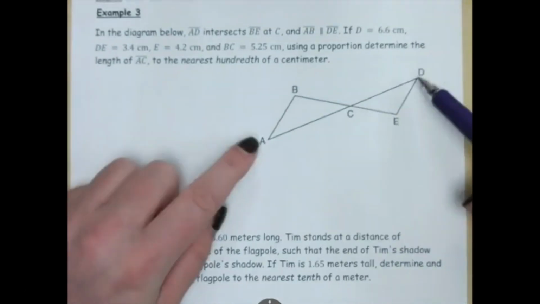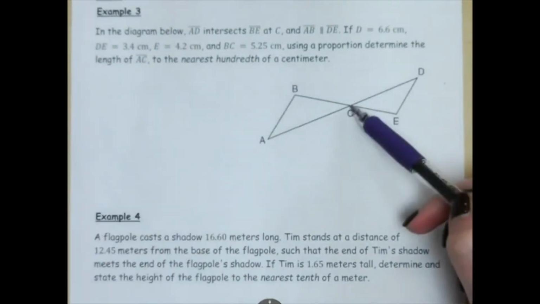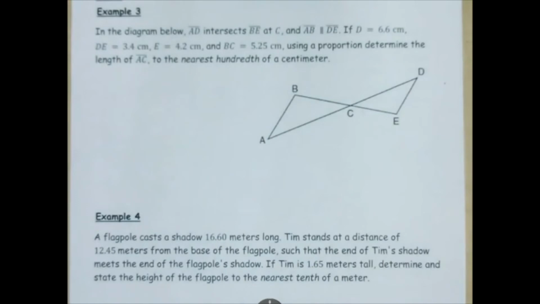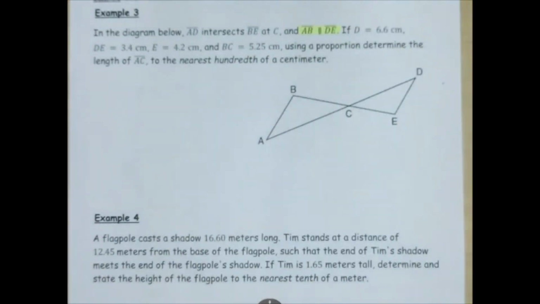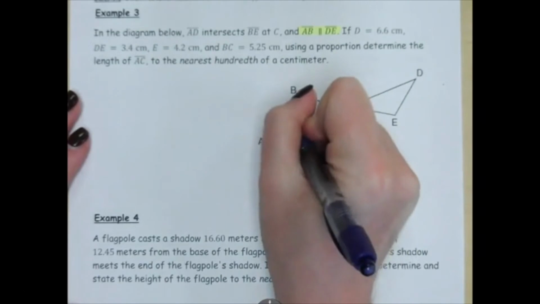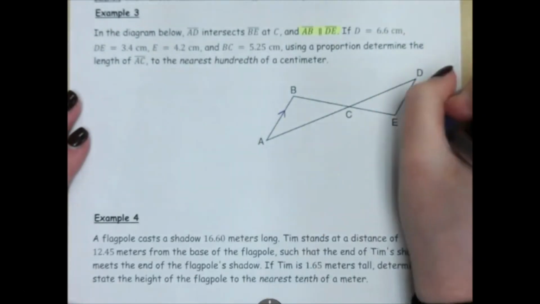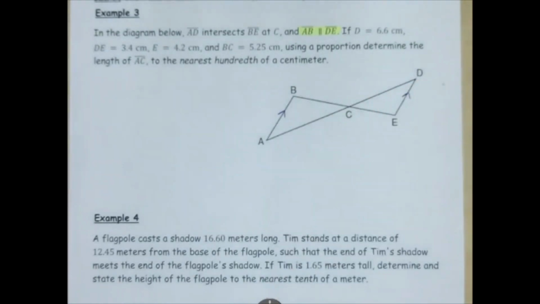I can see that here's AD, here's BC. They are definitely crossing at C. Line segment AB is parallel to line segment DE. That's important. I want to stop right there and actually highlight that. How do I mark if two lines are parallel? I do that little arrow. So if line segment AB is parallel with line segment DE, I want to put arrows to show that.